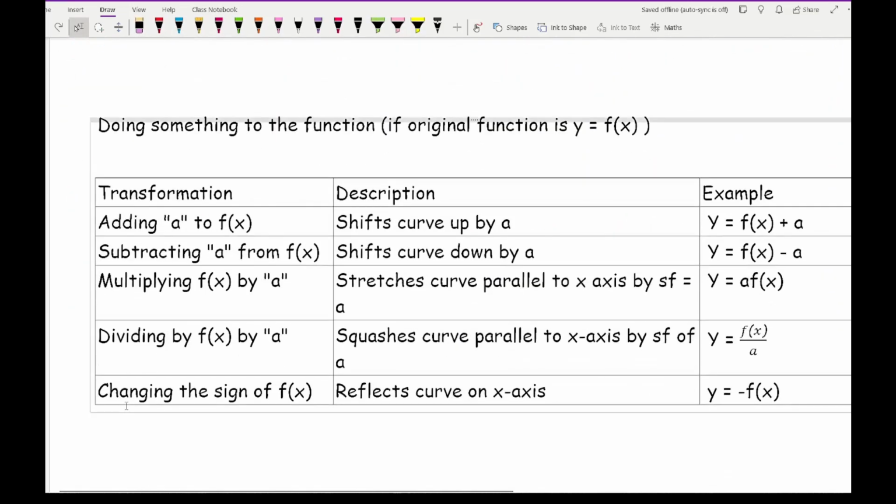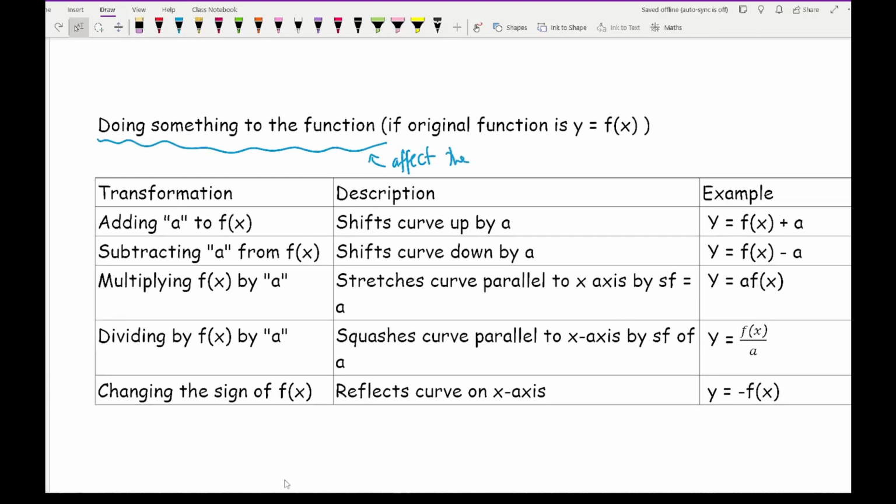Now, when you are doing something to the function, this is where common sense actually does prevail. This is going to affect the y ordinates, and again, we'll talk more about the y ordinates in the next video. I'd definitely recommend that you make a note of this table.